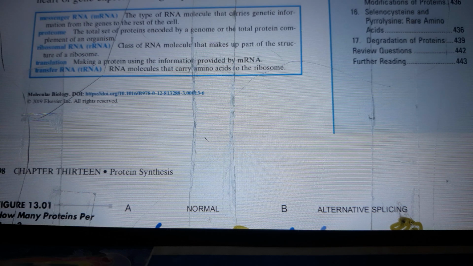Messenger RNA, mRNA, the type of RNA molecule that carries genetic information from the genes to the rest of the cell. Proteome, the total set of proteins encoded by a genome, or the total protein complement of an organism. Ribosomal RNA, rRNA, class of RNA molecule that makes a part of the structure of a ribosome. Translation, making a protein using the information provided by mRNA. Transfer RNA, tRNA, RNA molecules that carry amino acids to the ribosome.